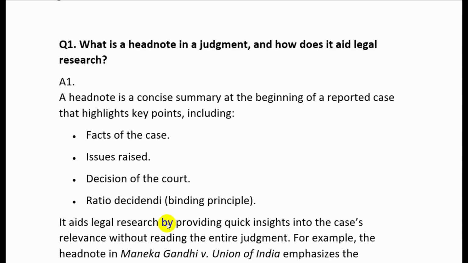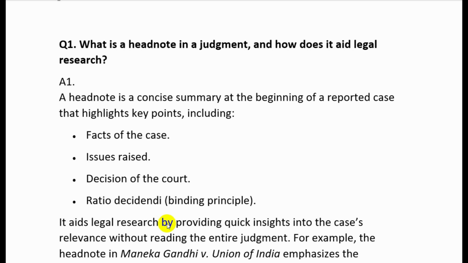What is a head note in a judgment and how does it aid legal research? A head note is a concise summary at the beginning of a reported case that highlights key points, including facts of the case, issues raised, decision of the court, and ratio decidendi, that is the binding principle. It aids legal research by providing quick insights into the case's relevance without reading the entire judgment.